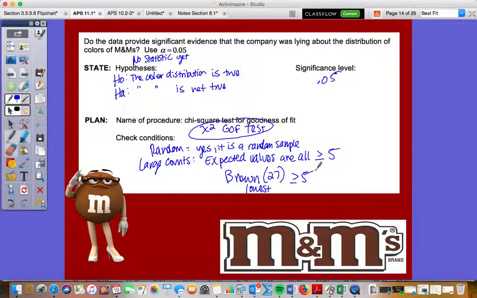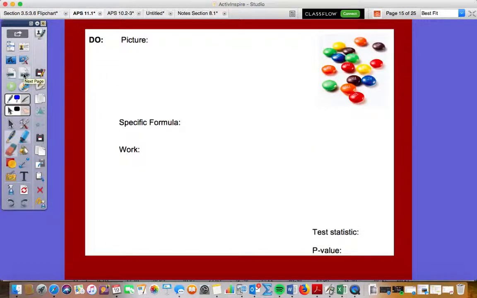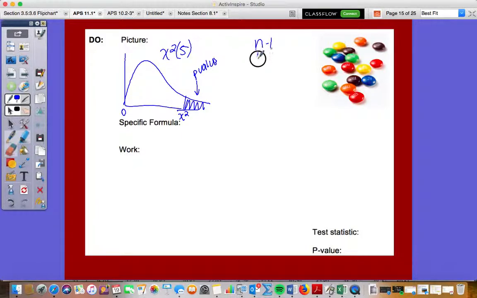Alrighty. The do phase. Let's go here. Do phase. There's the picture here. Boom. Here's the chi-squared right here. This is our p-value. This is 0. Also, they like to put the chi-squared 5, which is the degrees of freedom. Remember, degrees of freedom is categories minus 1, which is 6 minus 1, which is 5. That's how we contribute to that over there.